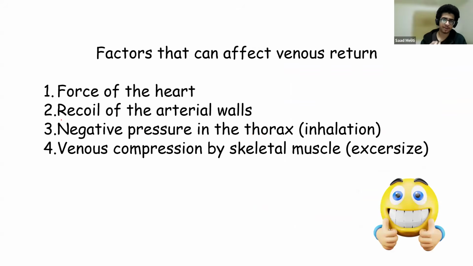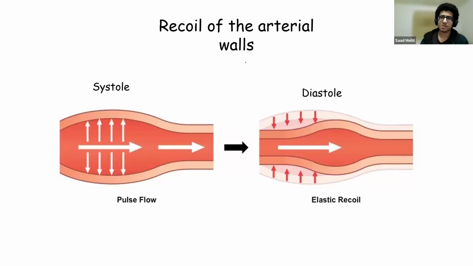Okay, so now I'm going to go into a bit more detail on the other three, which are recoil of the arterial walls, negative pressure in the thorax, and venous compression by skeletal muscle. So let's go through these one by one. So recoil of the arterial walls, okay? Let's imagine that this is the heart, okay? And it's pumping blood, okay?